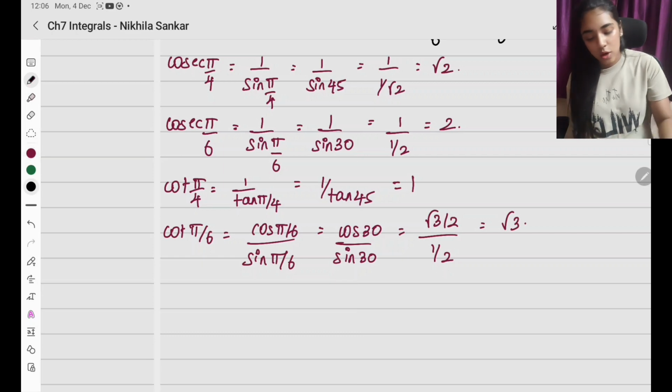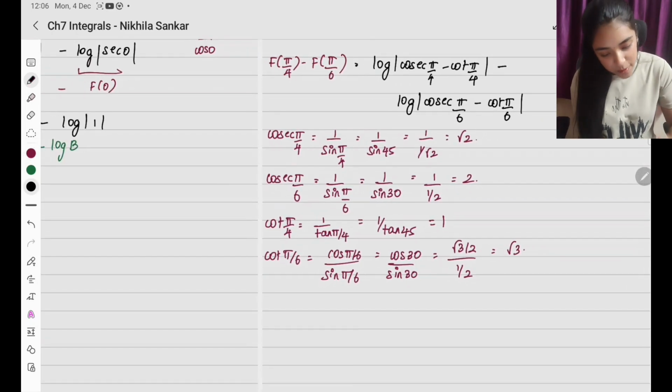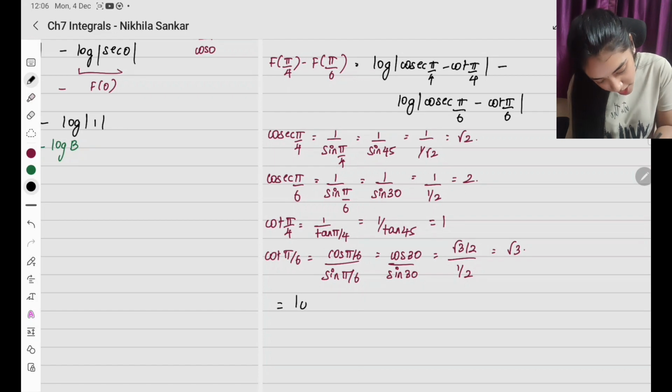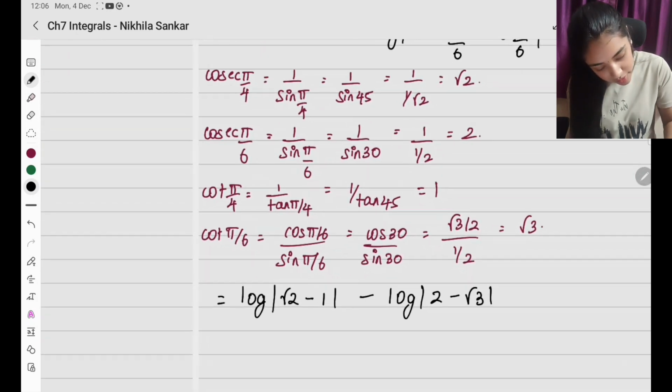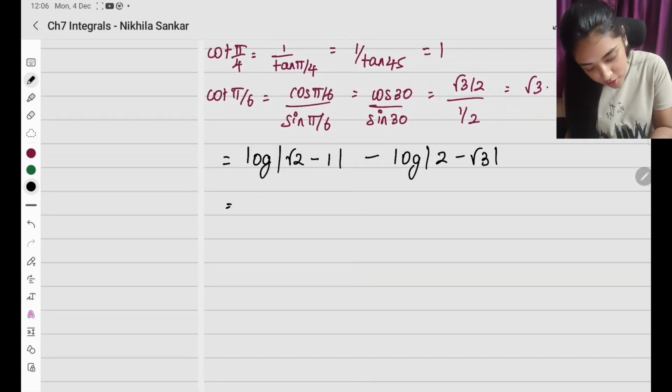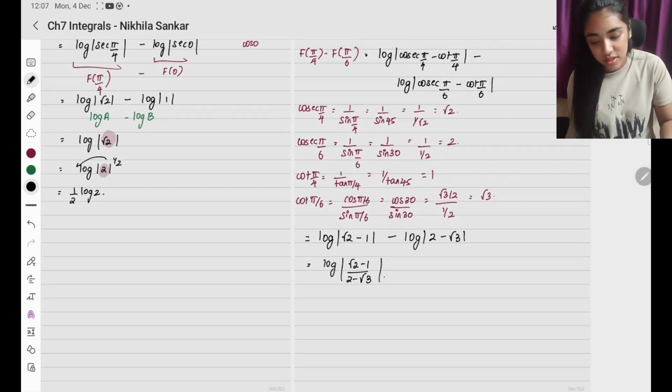So I found out all the values that are inside. Now substitute. So it is going to be log mod cosecant pi by 4, which is root 2, minus cot pi by 4, which is 1, minus log mod cosecant pi by 6, which is 2, minus cot pi by 6, which is root 3. Now this is of the form log a minus log b, so log of a by b. So root 2 minus 1 divided by 2 minus root 3. So this is my final answer.